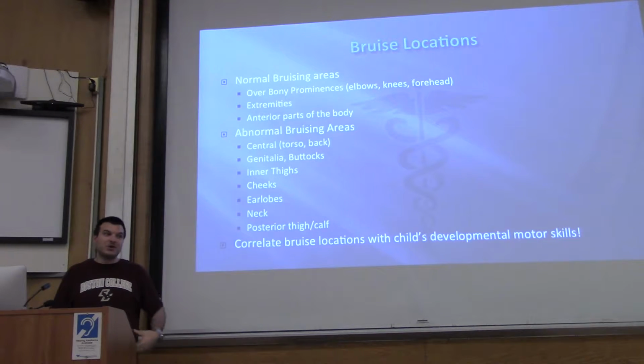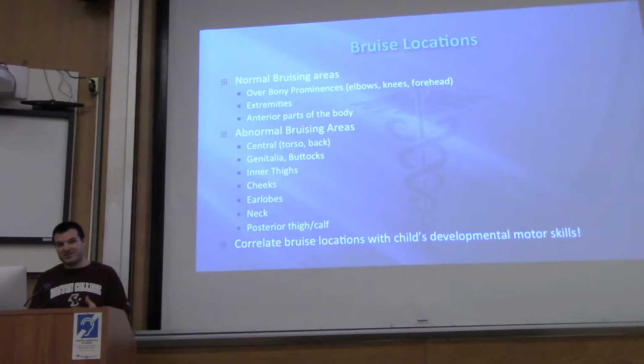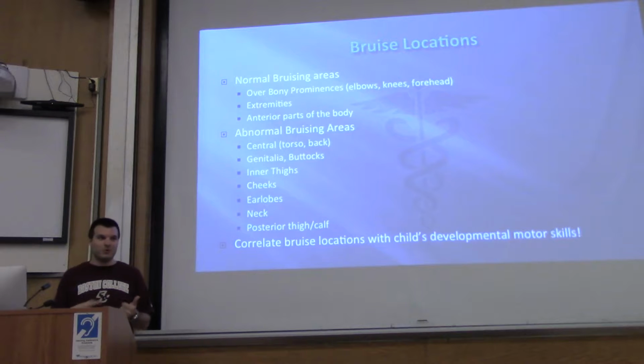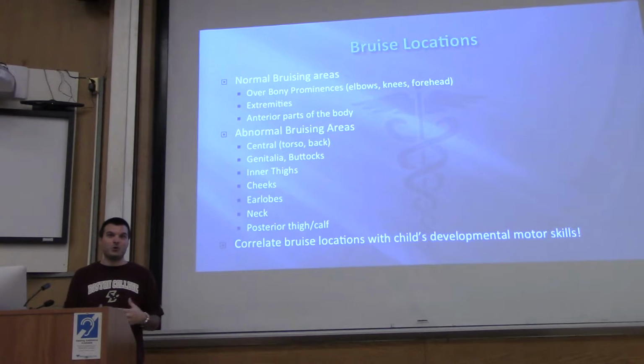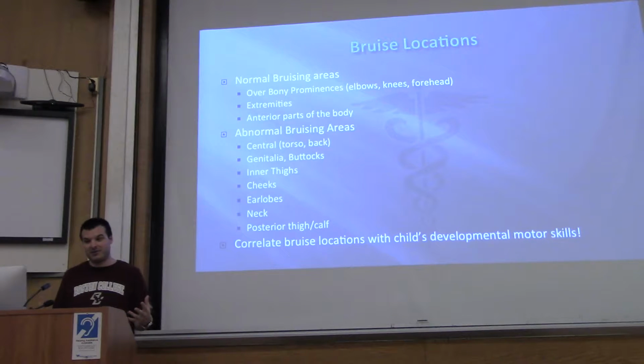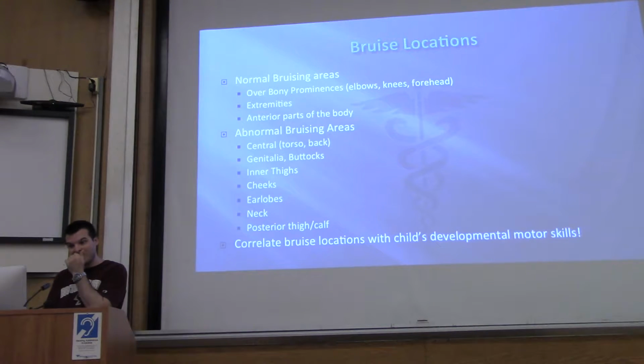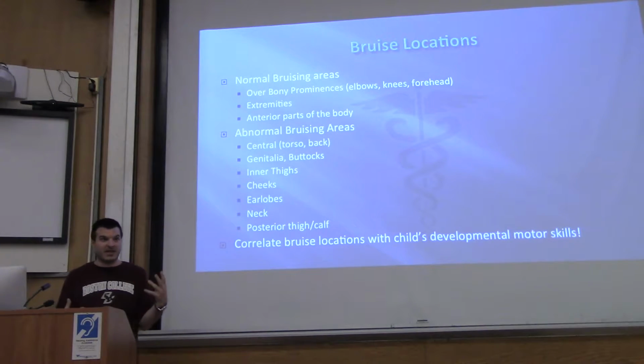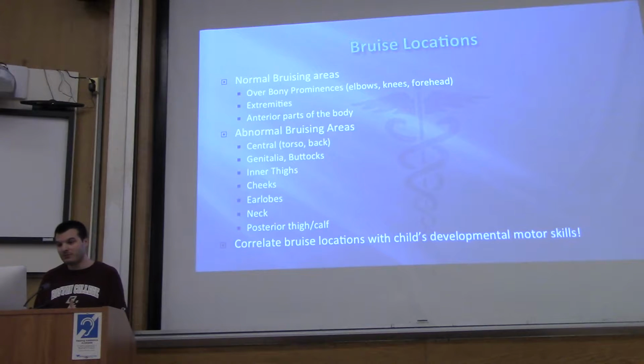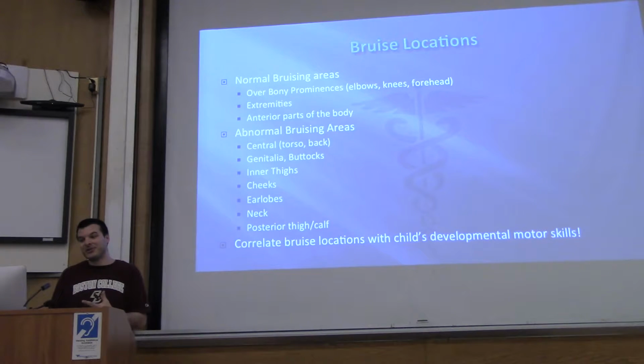Bruising on the torso, on the back, buttocks, genitalia, cheeks, earlobes, inner thighs. These are not common places for children to get injured in normal play and rambunctious behavior, and that should raise suspicion for you. And the posterior thigh and the calf, squishy muscular areas. Little kids don't fall and hurt themselves in those areas very commonly. And then this is going to be a recurring theme.